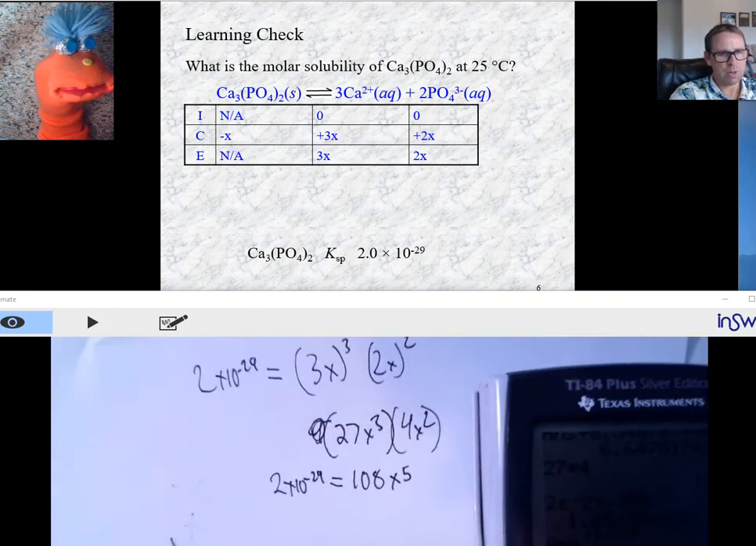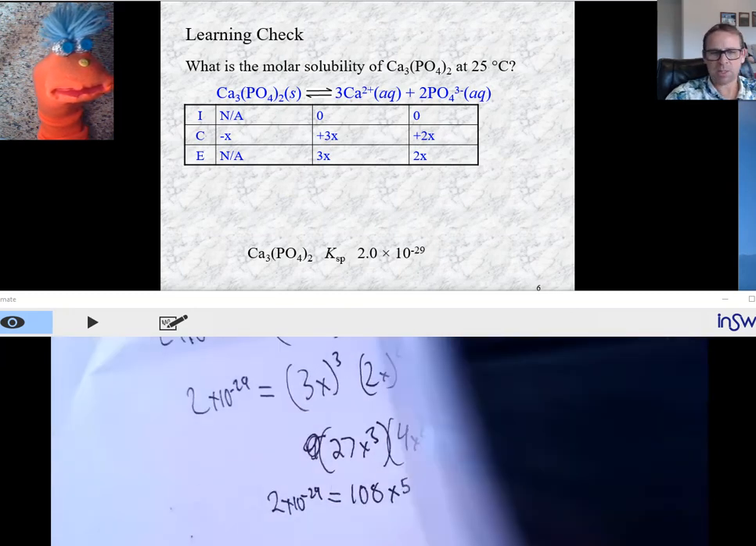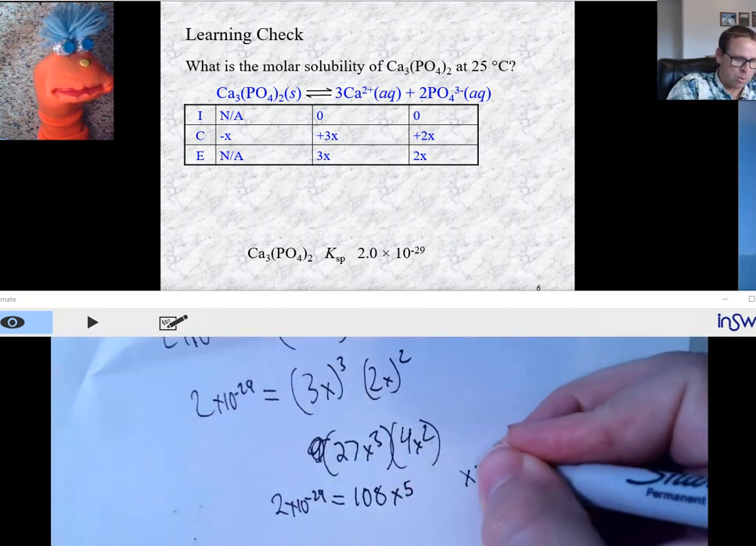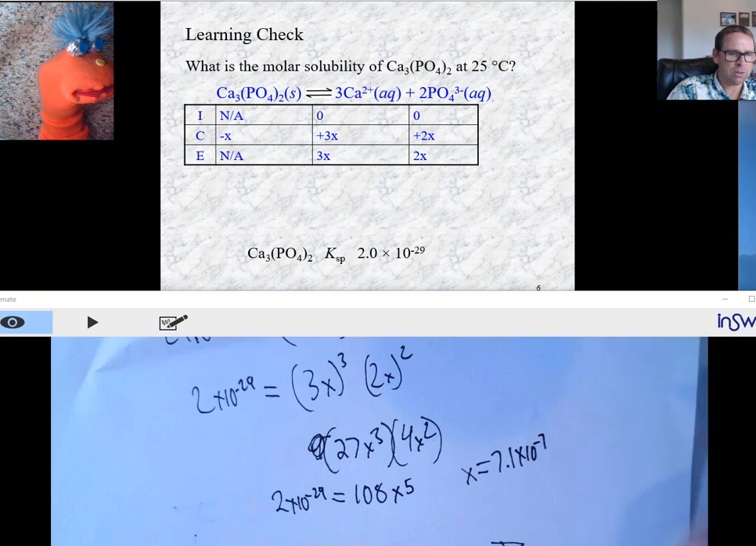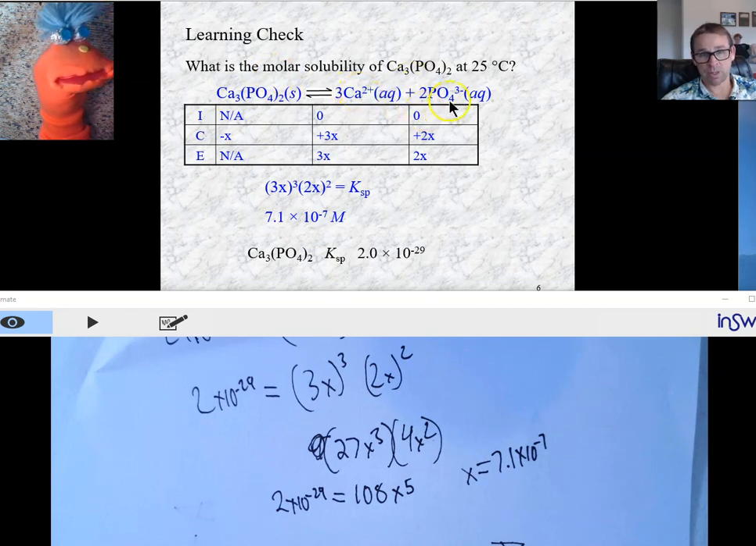All right, so I raise it to the 1/5 power, and I get 7.1 times 10 to the minus 7. X equals 7.1 times 10 to the minus 7. And that is the molar solubility, 7.1 times 10 to the minus 7. That's how many moles of this material dissolve. That's not going to be the concentration of calcium ion, and that's not going to be the concentration of phosphate ion. The concentration of phosphate ion is going to be 2 of these X's, right? It says right there. The concentration of calcium ion is going to be 3 of these X's. But that is going to be the molar solubility, the moles of this material that actually dissolves. Okay, great.